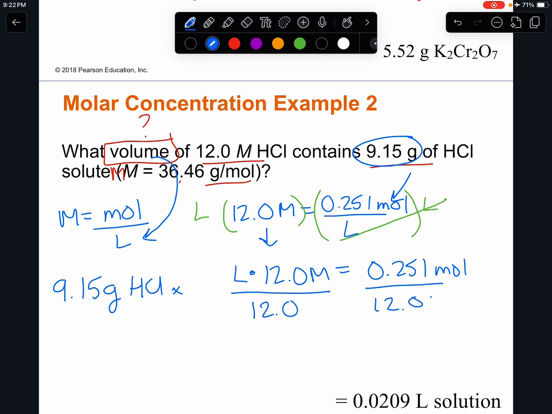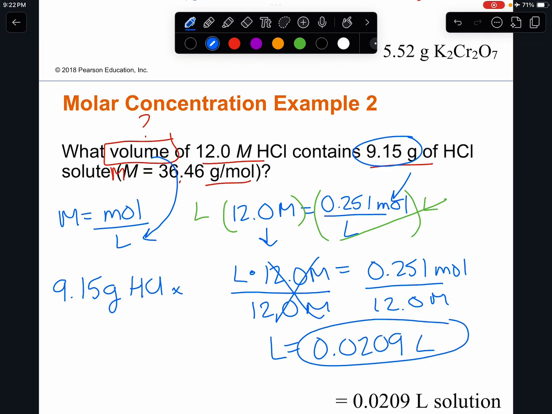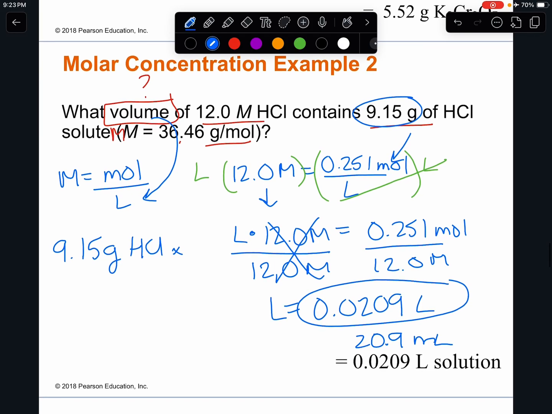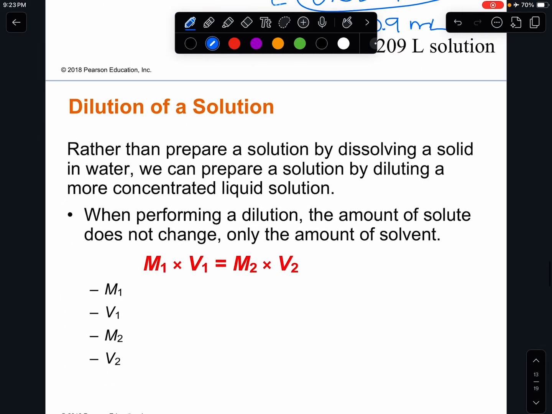Then to solve for the variable, I'm going to go ahead and divide both sides by 12.0. This cancels. So the math ends up being 0.251 divided by 12.0. Okay, and my unit answer is 0.0209 liters. Now, if the question asked for this in milliliters, you could do a quick liters to milliliters conversion, and you could say that the answer was 20.9 milliliters. But if it doesn't say and it only says volume, I don't care which one you use. I'd probably use the liters because that's what your answer is provided in. But if you converted it to milliliters, it'd be no problem.